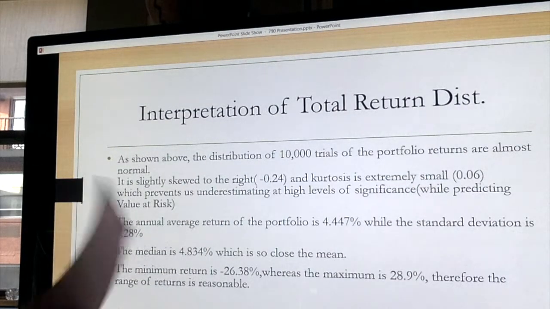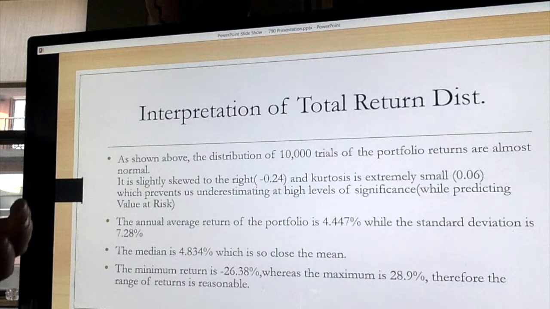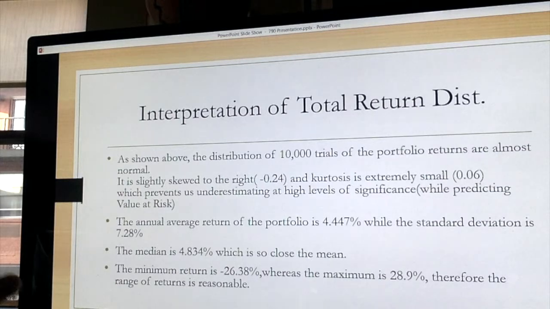And this kurtosis is really important when we predict value at risk, because almost zero kurtosis prevents us from underestimating at high levels of significance. If kurtosis was, let's say, 3 or beyond, then calculating VaR might mislead us. So we don't have that problem here.